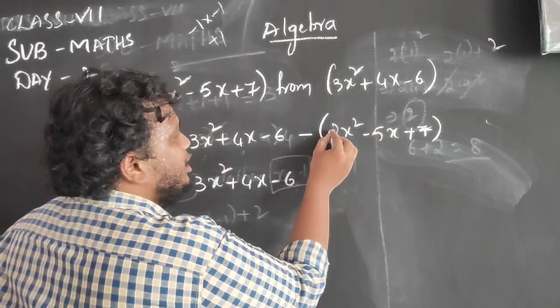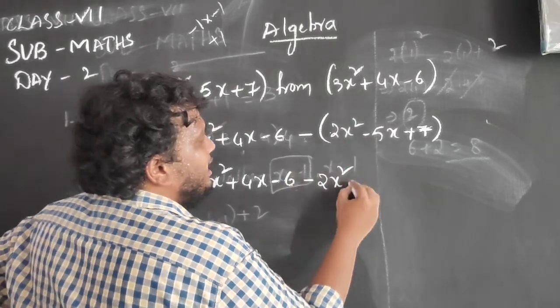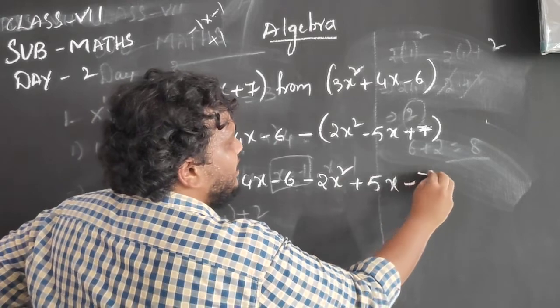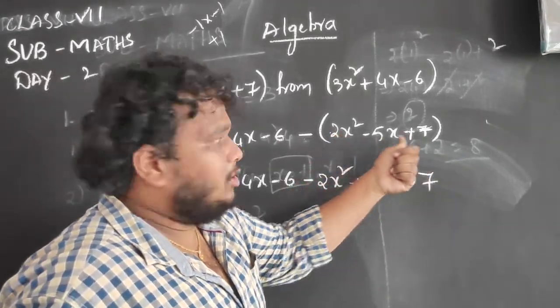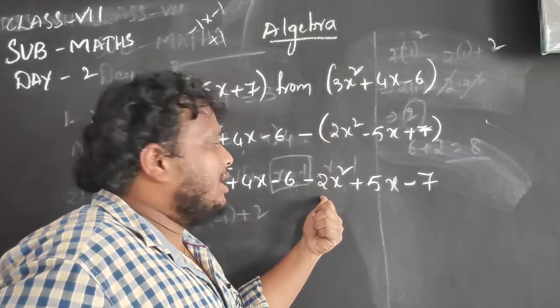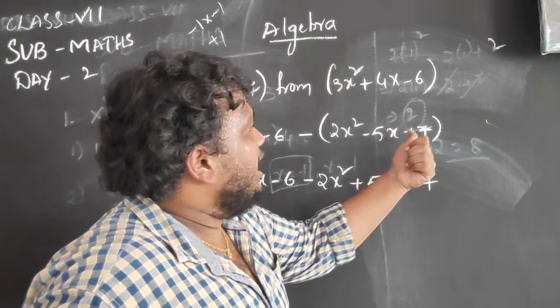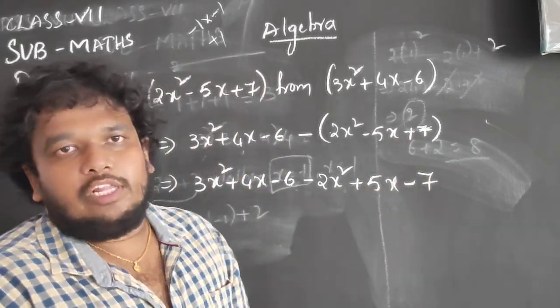So minus into plus will be minus 2x square. Minus into minus will be plus 5x. Minus into plus will be minus 7. If you observe here, the symbols are changed. If it is plus 2x square, it becomes minus 2x square, minus 5x becomes plus 5x, and plus 7 becomes minus 7. Now how to solve this problem?